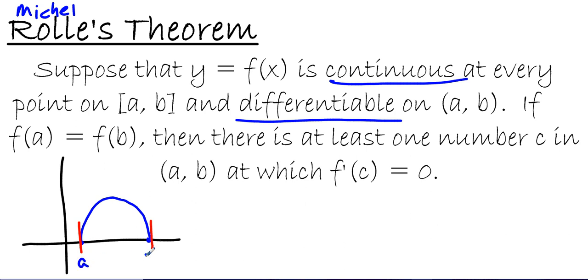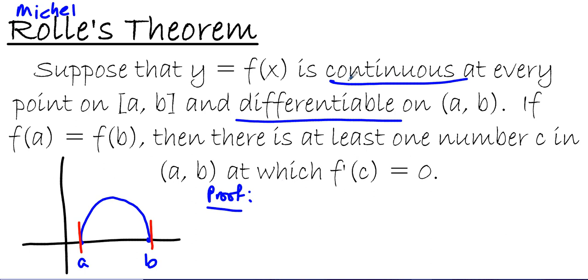If f of a is f of b, then there is at least one number c in the open interval where the derivative is 0. There is at least one number in the open interval at which the derivative is 0. This is actually not terribly difficult to prove, and so we will.